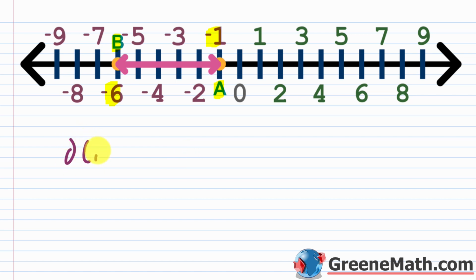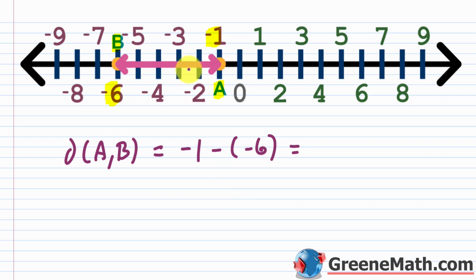So the distance between A and B would be what? Take the larger number. In this case, it's negative 1. Negative 1 is to the right of negative 6, so it's the larger number. And then minus a negative 6. So I'm just subtracting the larger minus the smaller. So this should give me the distance between these 2 points.